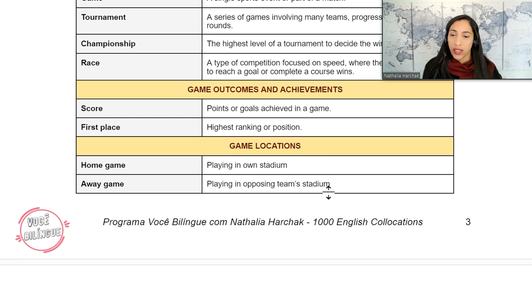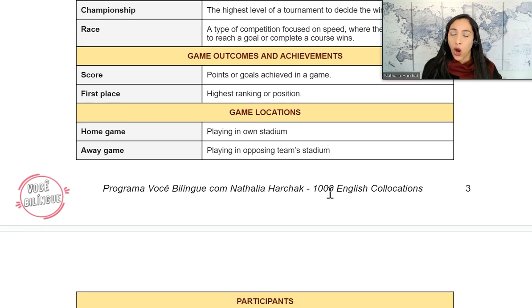Okay, then we have the game locations. Home game is a game played in a team's own stadium. Not every team has their own stadium, but a lot of really famous teams do. And an away game is the opposite. It means to play in an opposing team's stadium.